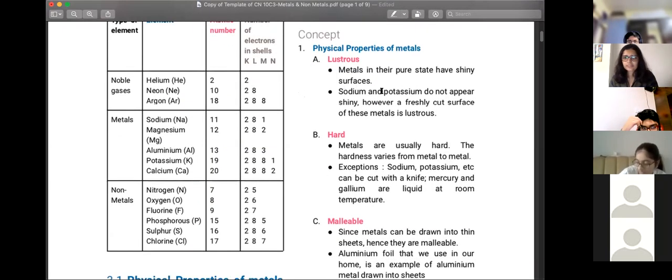Then physical properties, sodium and potassium. This is interesting. If you look at sodium and potassium in a laboratory, they don't appear shiny. But if you cut a fresh piece out of it, the inside, the metal itself, is actually lustrous. So why are sodium and potassium not very shiny in general?